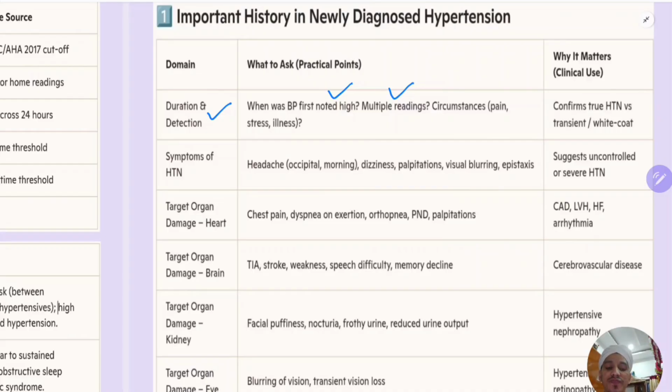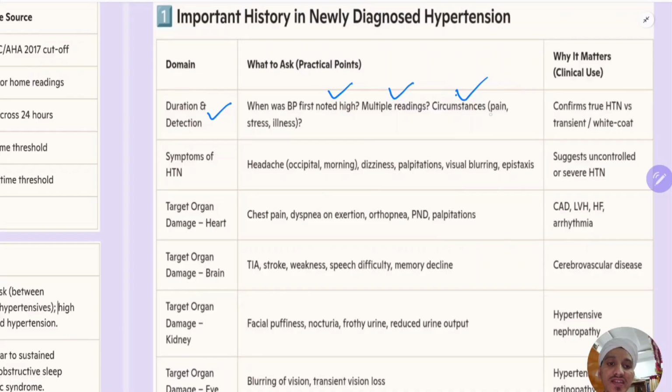Also ask whether in previous BP measurements, during previous examinations for any purpose, the BP was high. And what were the circumstances? What was the condition for which the patient reported to the hospital? That circumstance you should ask.